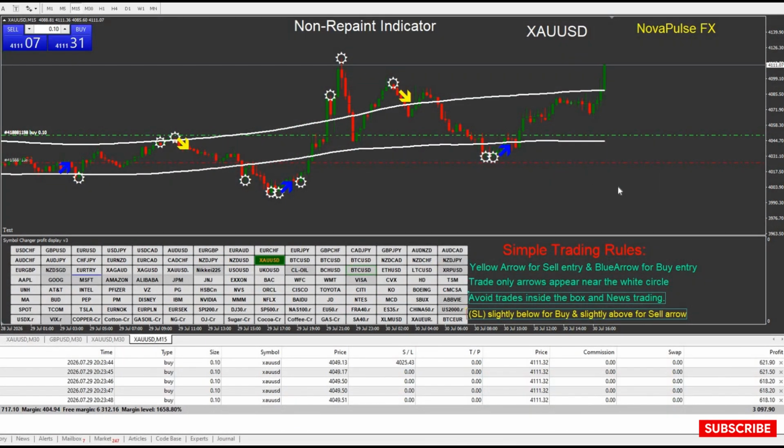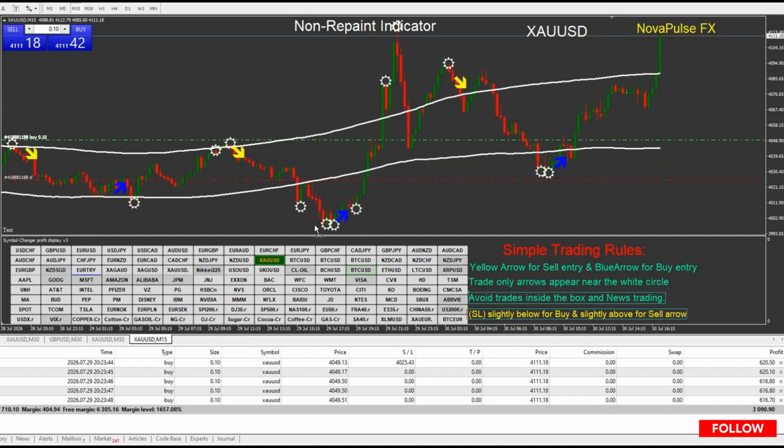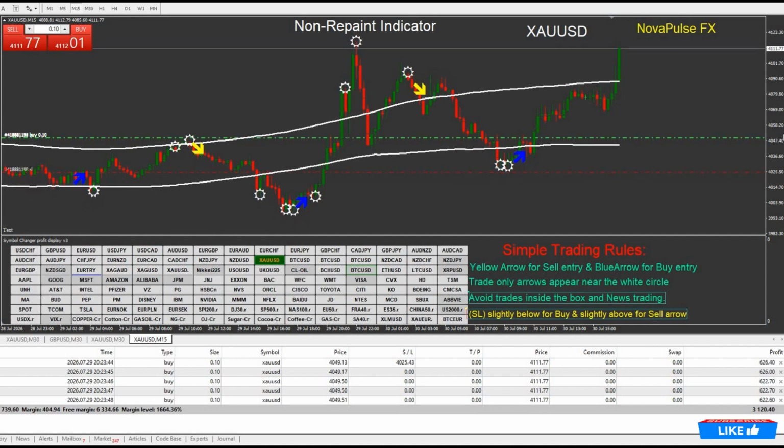One habit that helped me improve was waiting until every rule was satisfied before making a decision. A written trading plan removes emotional decisions. Whether you're using NovaPulse FX or any other strategy, consistency comes from following rules, not from chasing every candle.